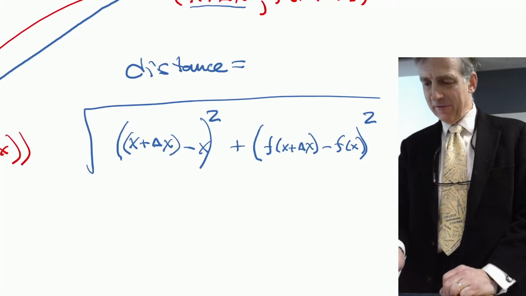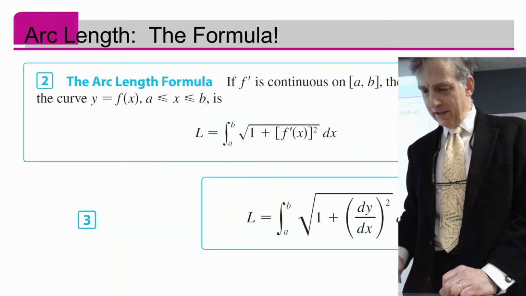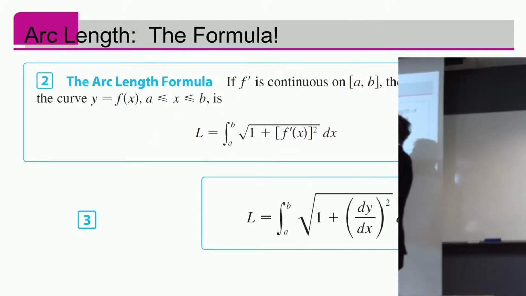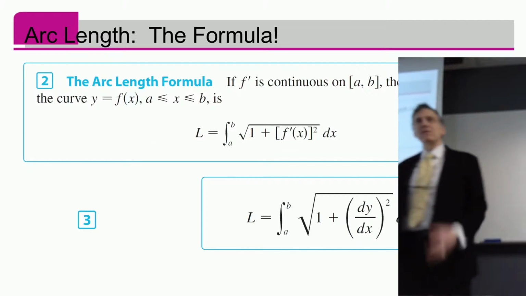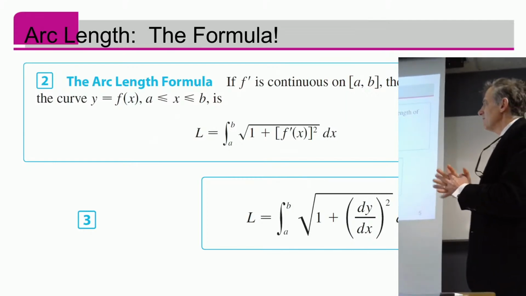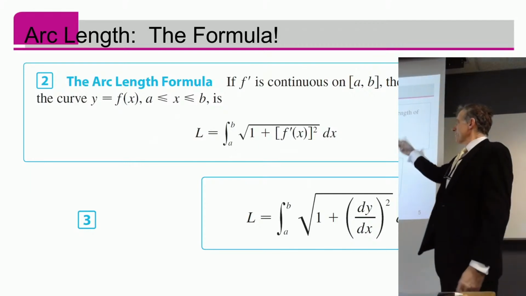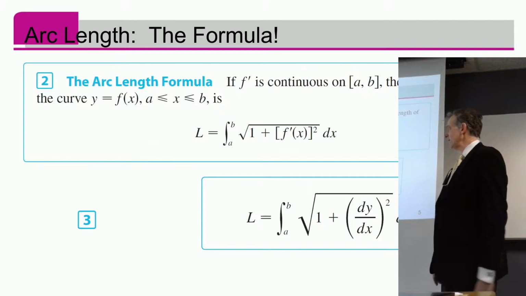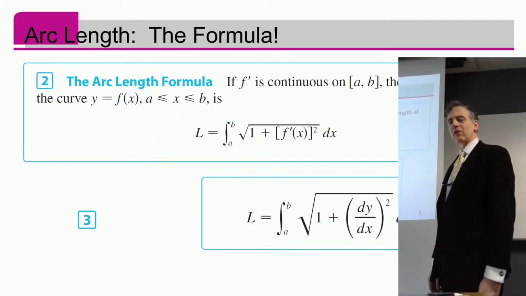So let me get the formula for you. Give me a sec. Here it is right there. So the arc length is just the integral from a to b. So you're going over the entire length of whatever it is that you're trying to find the arc length for. 1 plus the derivative squared. Put that under a radical and you're all good.